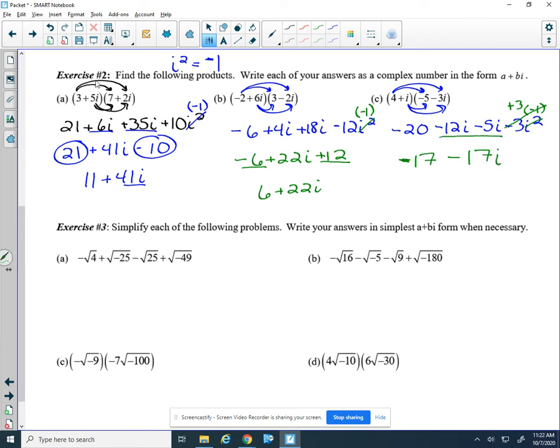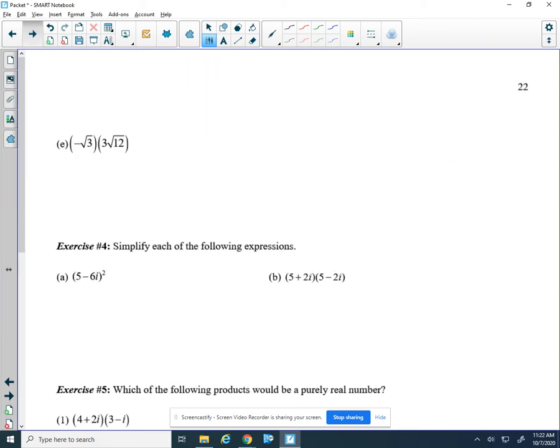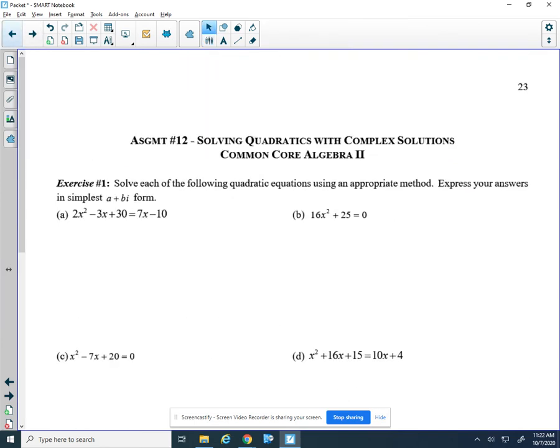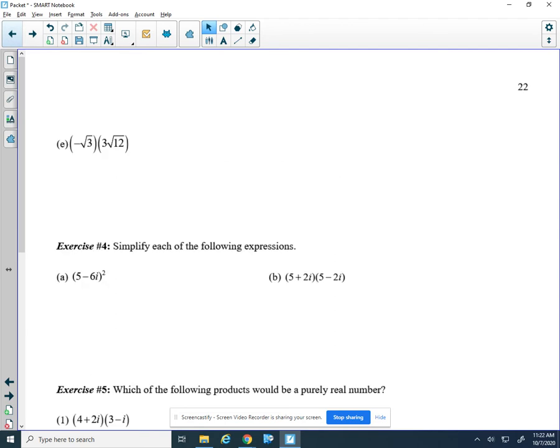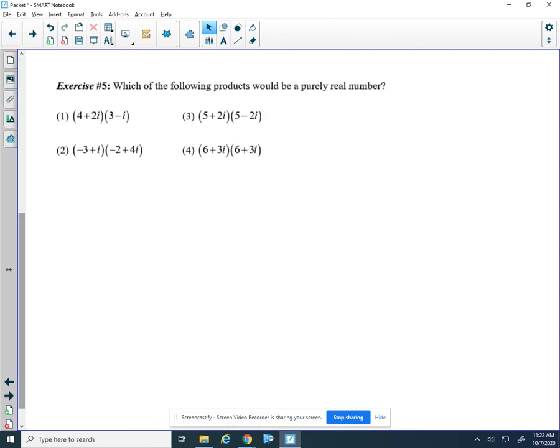Okay. Now I'm actually going to skip to the next page because on Delta Math, these last couple of questions go well with what we're doing. So I'm going to skip down to exercise 4. There we go.